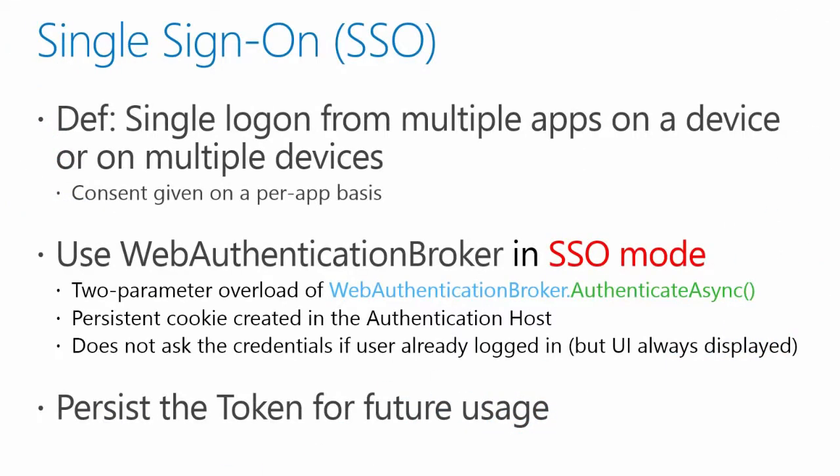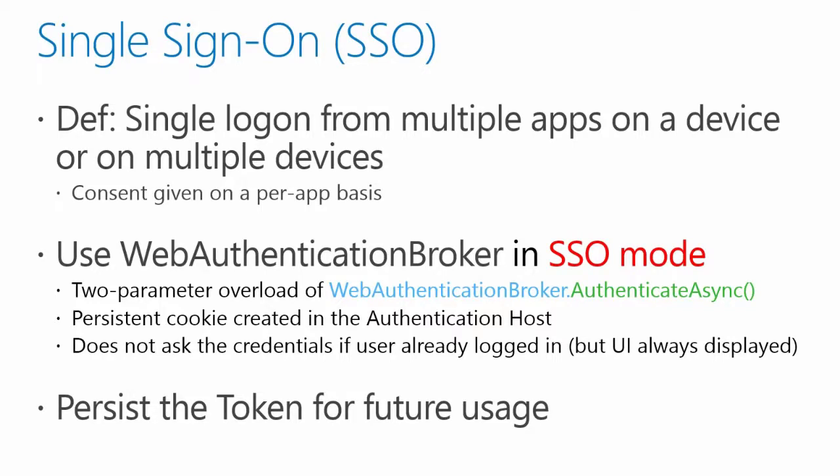Now that we know how to leverage an OAuth2 provider for authentication, we can introduce single sign-on. Generally speaking, we have single sign-on when the user is able to log in to multiple different applications, inserting the credentials only once. AuthenticateAsync has two overloads, one with two parameters and one with three parameters. The main difference is that the version with two parameters persists the session cookies.